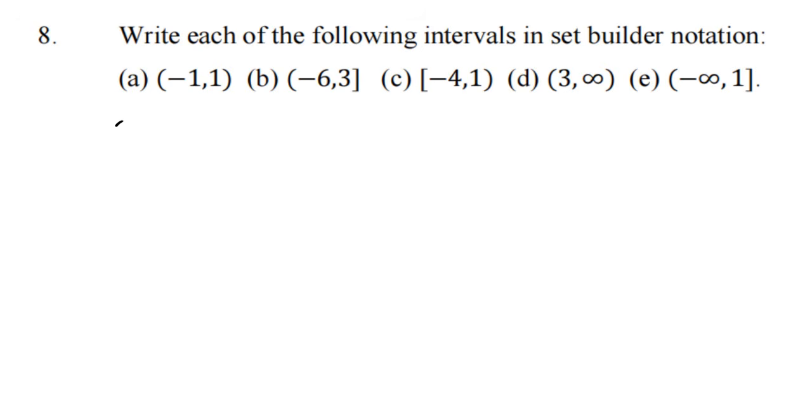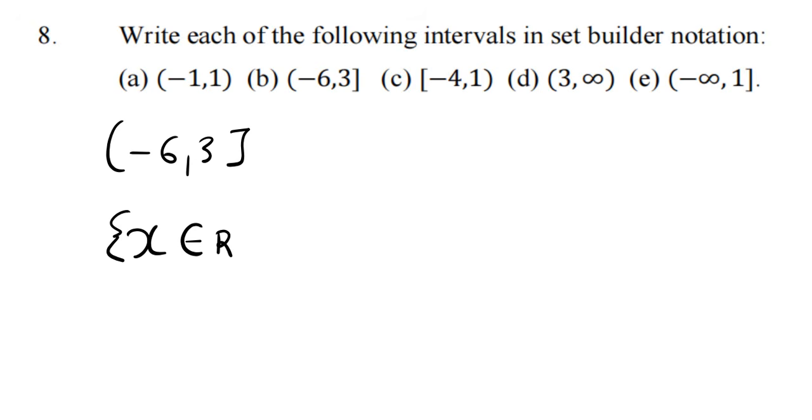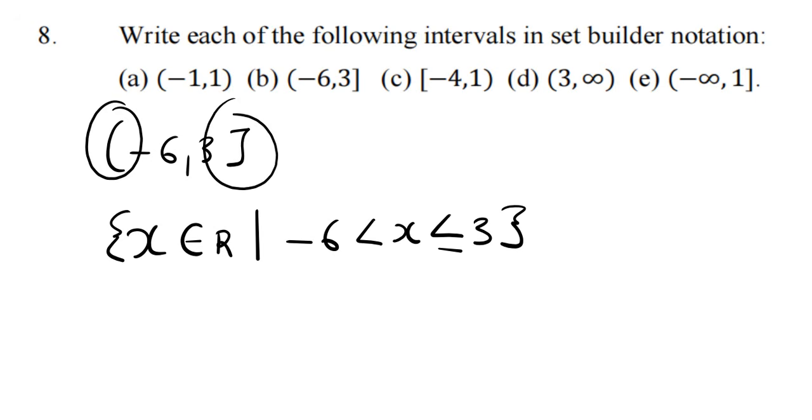Then we've got negative 6, 3 for B. So what do we do for B? x will be a member of real numbers, and this x is greater than negative 6, but this same x is less than or equal to 3. Why have I put equal to? Because of the square bracket there. So this one is called an open closed interval.